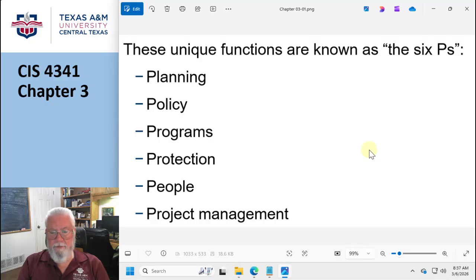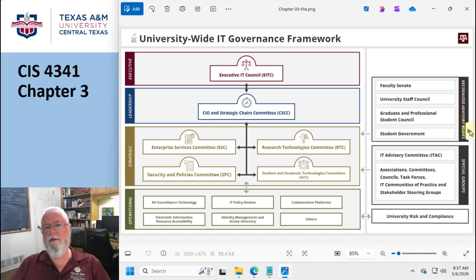So let's talk about the governance of how the university. Now, this is from the big TAMU in the sky, not our particular organization. So they have an executive council, and then a CIO and strategic chairs meet. So they have an executive section and a leadership section, and then a strategic, enterprise services and security policy committee, technology committee, and then we get into the actual organizations, the surveillance, and IT policy and collaboration, et cetera, et cetera, et cetera.